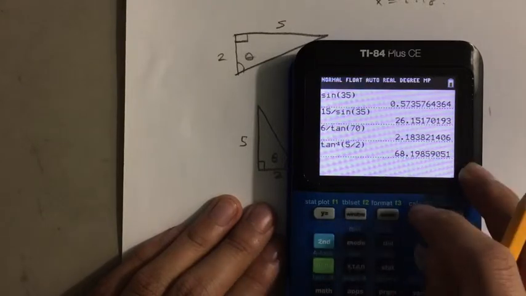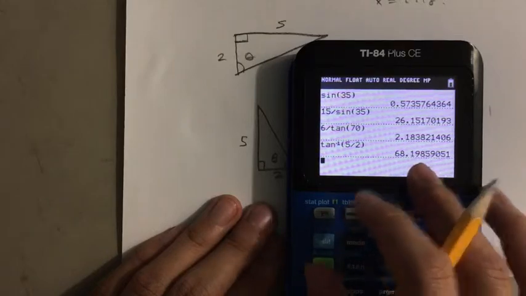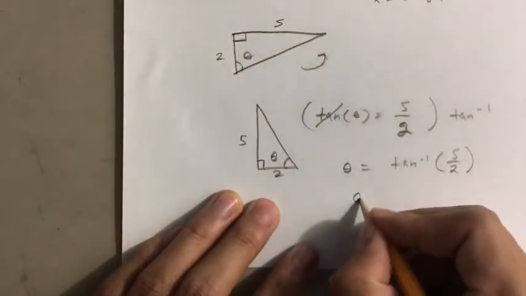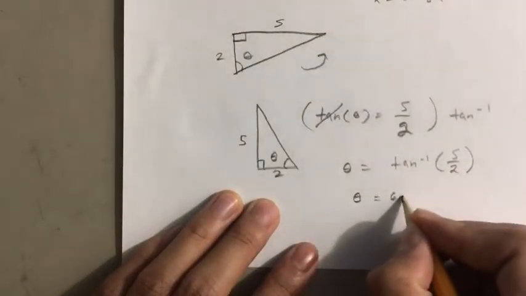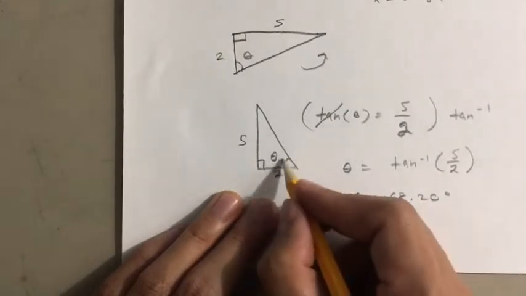And now we have a degree measure. So 68.19 or 68.2. So 68.20 degrees. And that's our answer. That's what theta is. Okay, so we have one thing to cover before we move on.